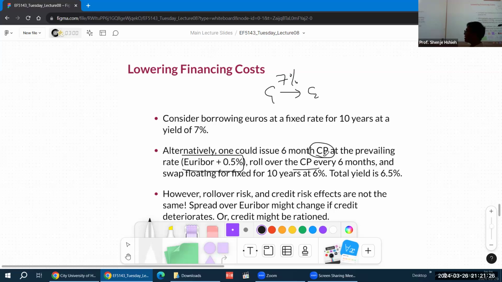Suppose you found such a swap contract in which you get this, but you have to roll over, and you only pay fixed 6%. So this means that you're going to get Euribor, and then you're going to give out 6% instead, right? So your final yield is going to be 6.5%.